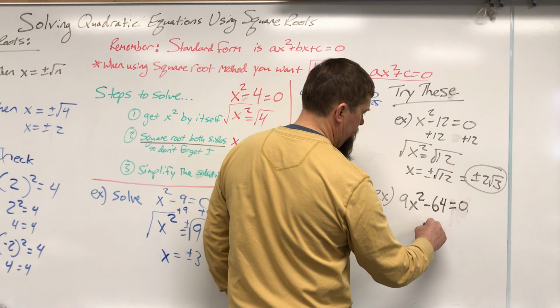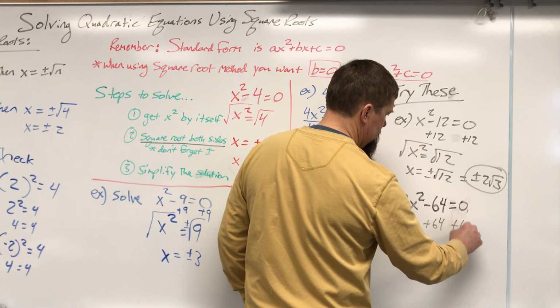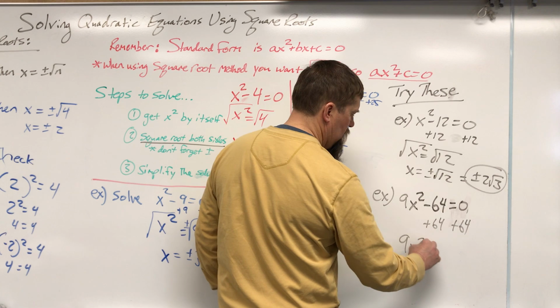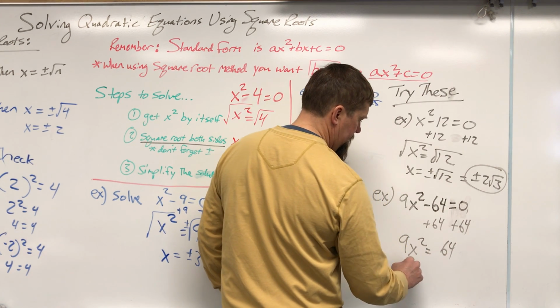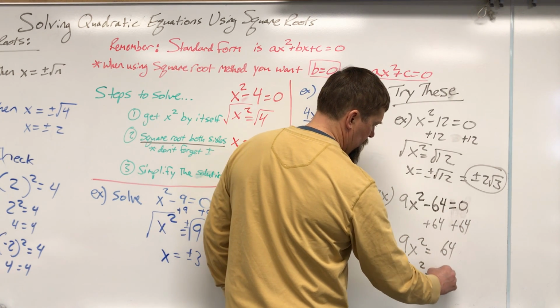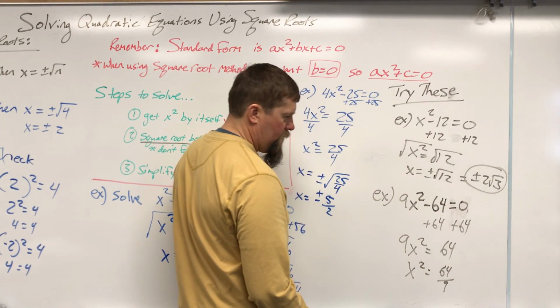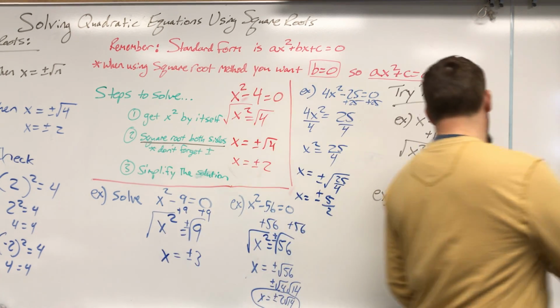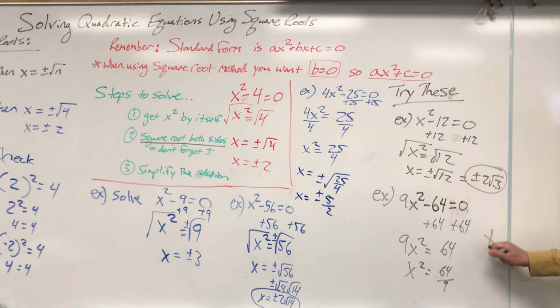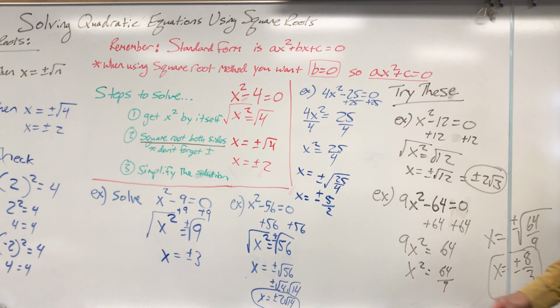Okay, the second one, add 64, add 64. 9x squared equals 64. Divide by 9. So now I know that x is equal to the square root, plus or minus, of course, 64 ninths, which means x is equal to plus or minus 8 thirds. Again, try to leave things in simplified fraction form, just like we've talked about in the past.